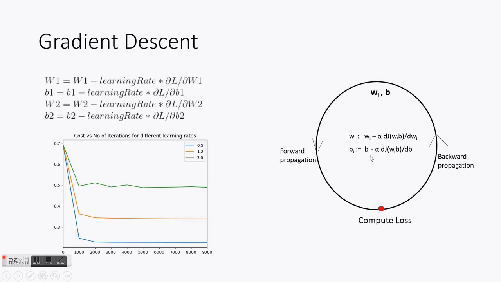And similarly for the bias, we start with the initial bias, and we see how the cost varies with respect to the bias, and then subtract from that initial bias how the cost varies with respect to the bias, multiplied by a small value alpha, and get a new bias. And then with this new set of weights, we do a forward propagation, compute the cost, compute the derivatives, and then subtract and get the new weights and bias, and then keep repeating the cycle.